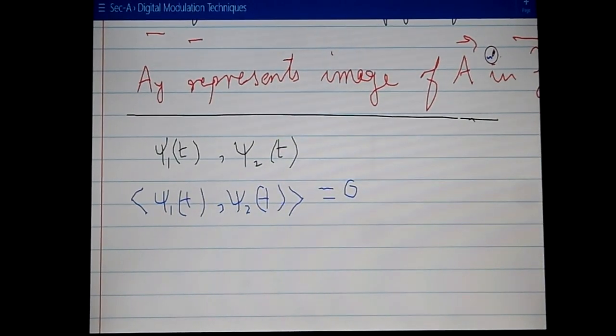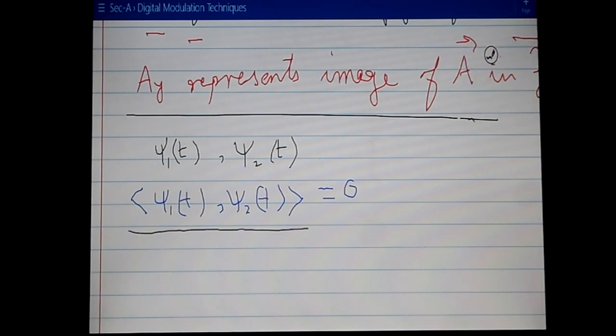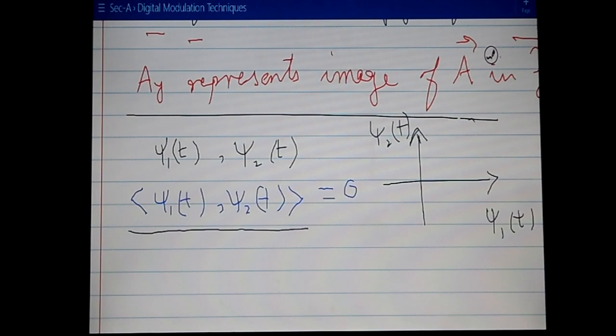So let me continue from where we left. Now, if you see the dot product of two signals, psi 1 of t and psi 2 of t, we say that these two are orthogonal if their dot product is 0, and if these signals exhibit this property of orthogonality, then we can define the two-dimensional plane here using psi 1 of t and psi 2 of t as the two orthogonal axes.